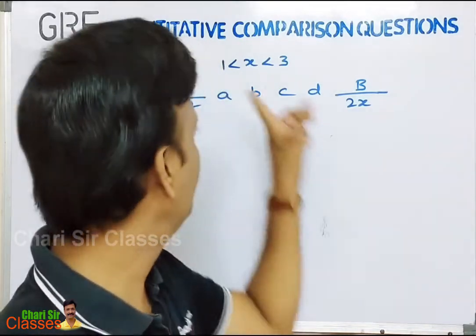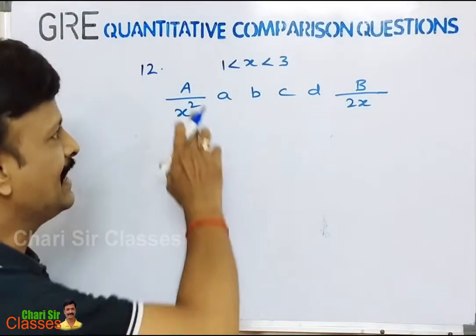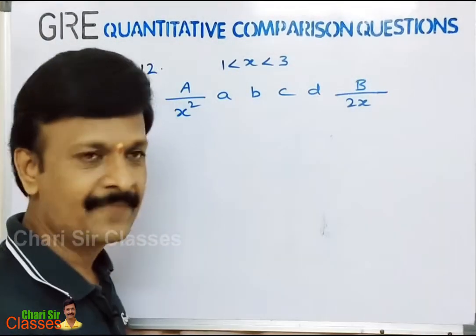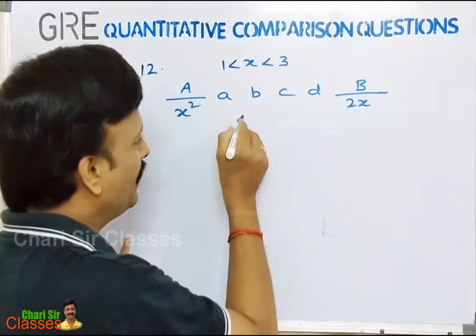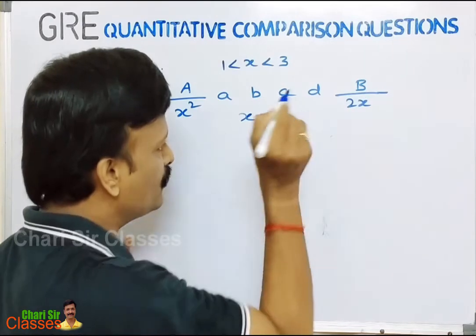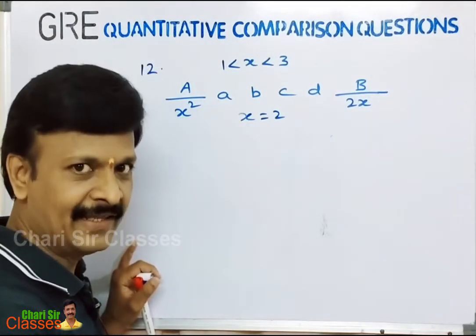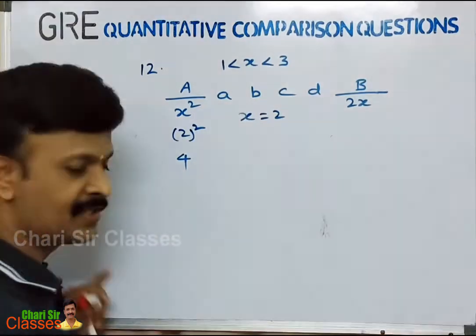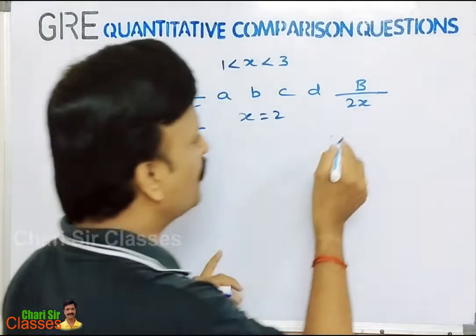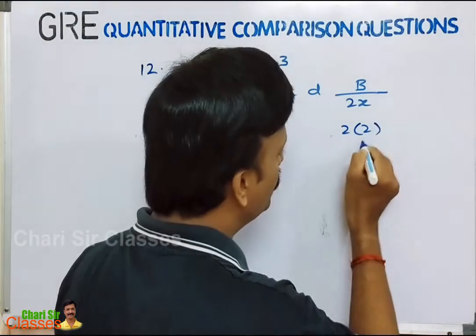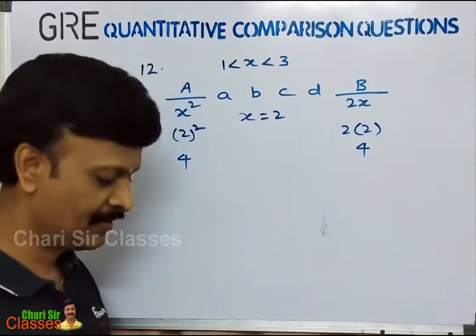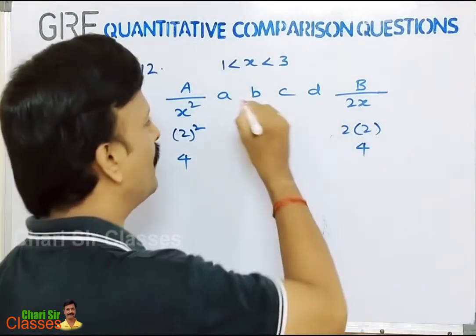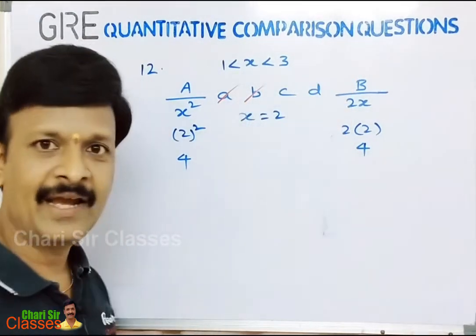Question number 2, with some condition it is given. X lies between 1 and 3. Quantity A is x square and quantity B is 2x. So between 1 and 3, we can choose x is equal to 2, which lies between 1 and 3. Now 2 square becomes 4, and 2 into 2 is also 4. Quantity A is 4 and quantity B is 4. Therefore, two quantities are equal. You can eliminate A and B.